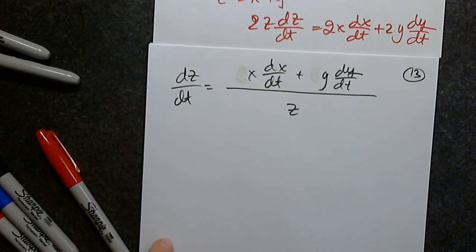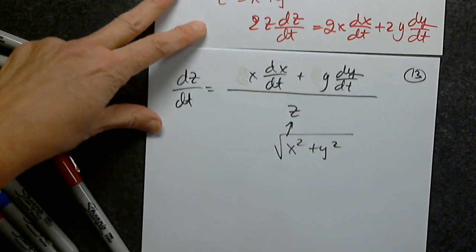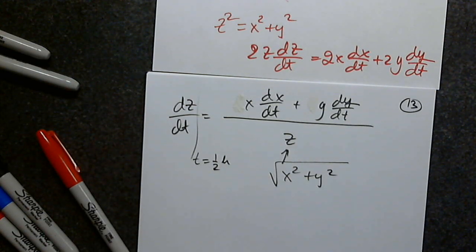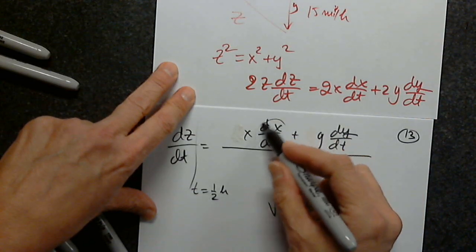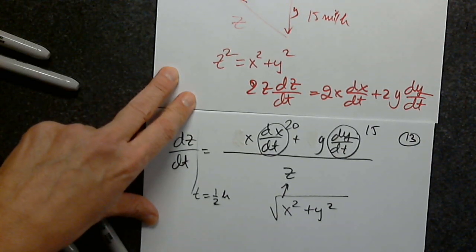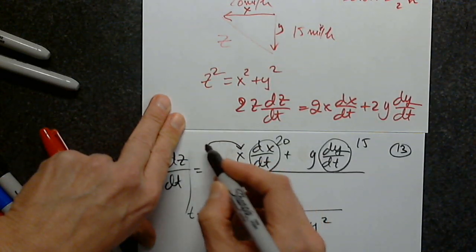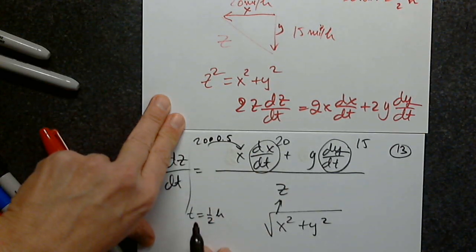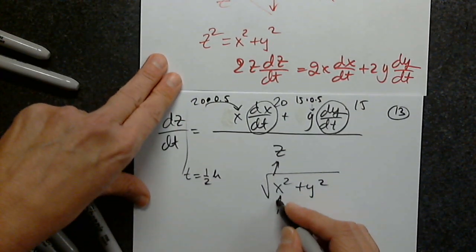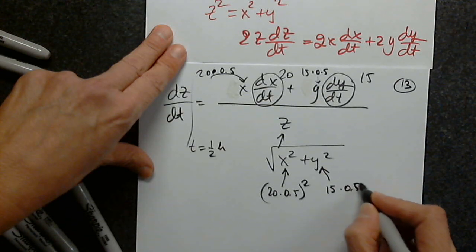It's okay. Okay, so z is obviously the square root of x squared plus y squared. And now I can plug in the numbers I have, when t equals 1/2 of an hour. So I do have dx over dt, which is 20. I do have dy over dt, which is 15. I can determine x and y because I plug in 1/2 an hour, or 0.5. So x is 20 multiplied by 0.5, and y is 15 multiplied by 0.5. And under the root, this is 20 multiplied by 0.5, everything squared, and 15 multiplied by 0.5, everything squared.